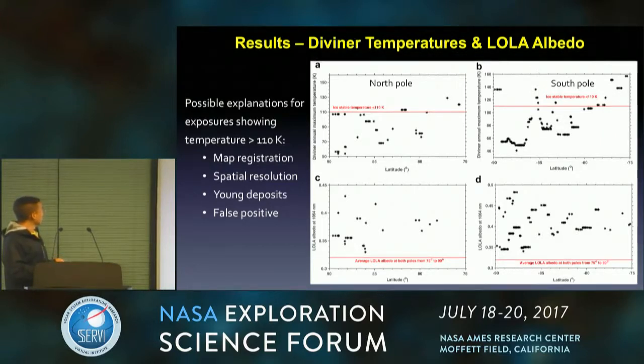Possible explanations for some pixels showing temperatures above 110 K: it could be due to map registration, because these are two different data sets, so even a several-pixel offset can give you some temperature difference. The second is different spatial resolution. M-cube has a resolution of around 280 meters per pixel, and Diviner has 240 meters per pixel, so we have to resample. Or it suggests that these deposits are much younger, so they can be stable at a little bit warmer temperature. All of these are possible, and none of them implies a false positive.